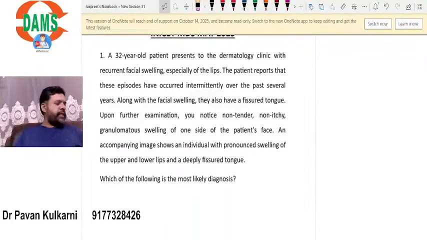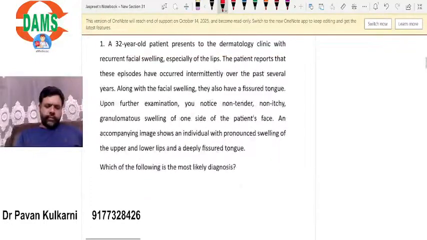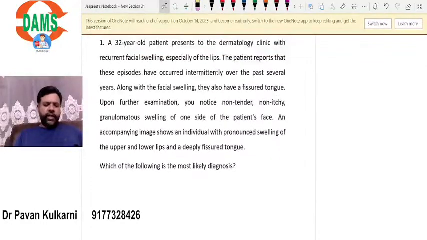Here the question says that a 32-year-old patient presents to a dermatology clinic with a recurrent facial swelling. That means the patient has some skin lesion, that is why the patient has gone to a dermatology clinic. Recurrent facial swelling, especially of the lips.